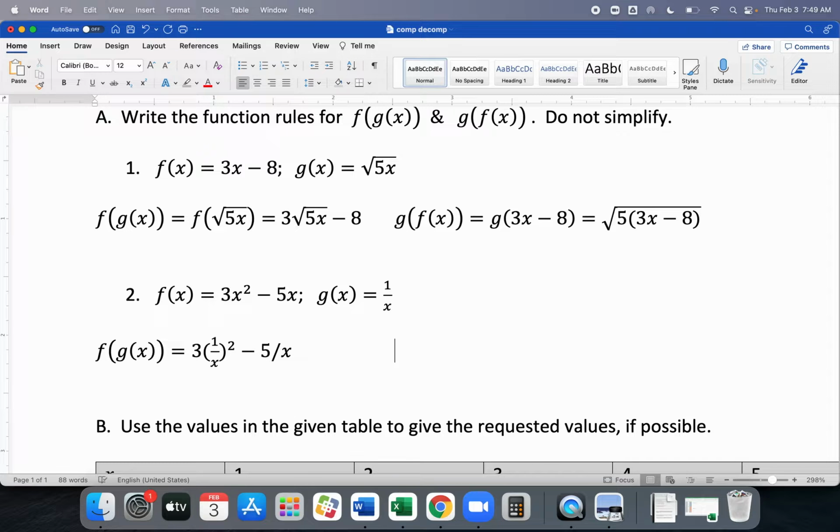But, again, this one's f with function g's result. Function g's result is 1 over x substituted in for the input variable. So 3 times 1 over x squared minus 5 times 1 over x, or 5 over x. So if we want to do this the other way around, g of f of x.